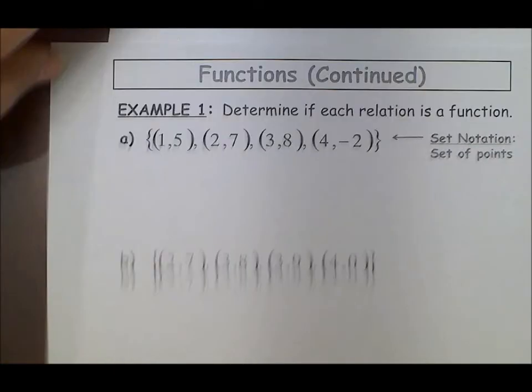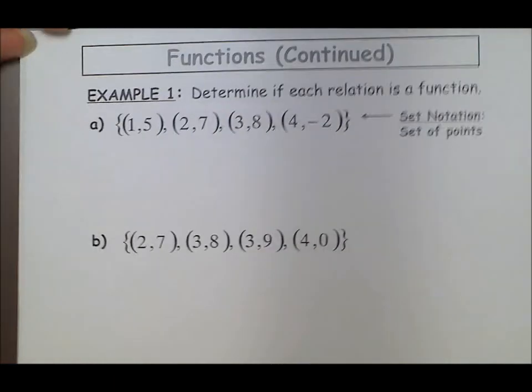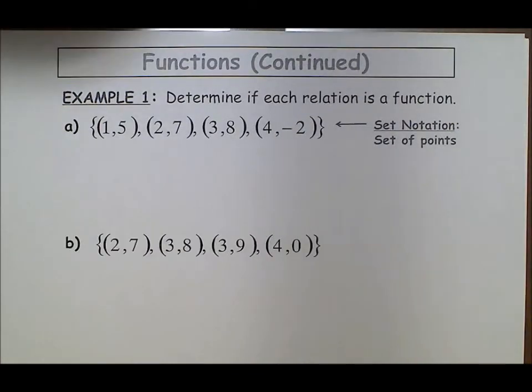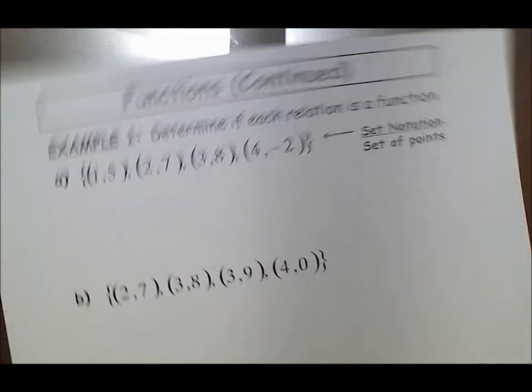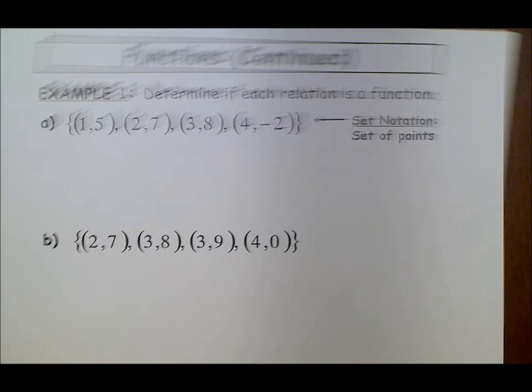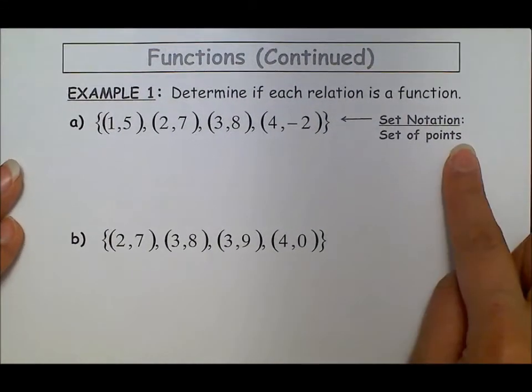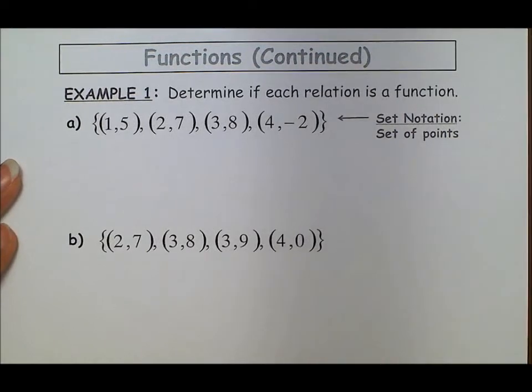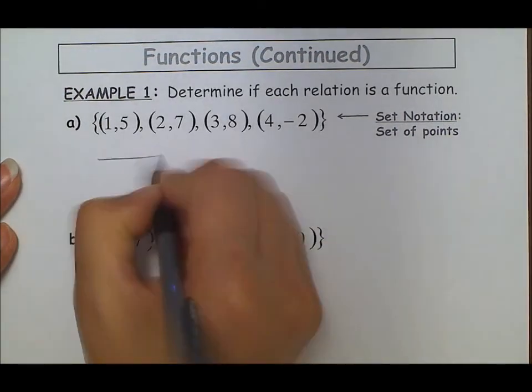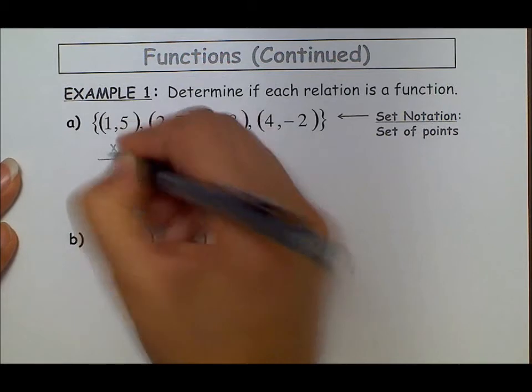Okay, let's take a look at some examples that we're going to do by hand. And so you'll notice that in these examples, you're either going to be given a set of points. And this is just another way of writing a set of points. This is called set notation. It's the same idea as making a table of values. So if I wanted to use a table of values, it would look like that.